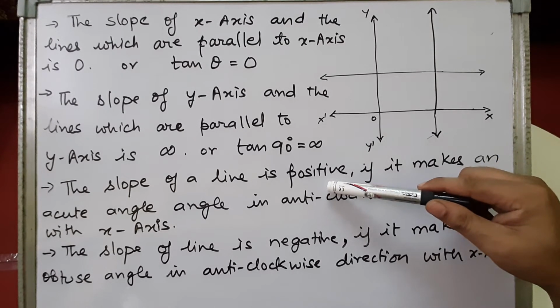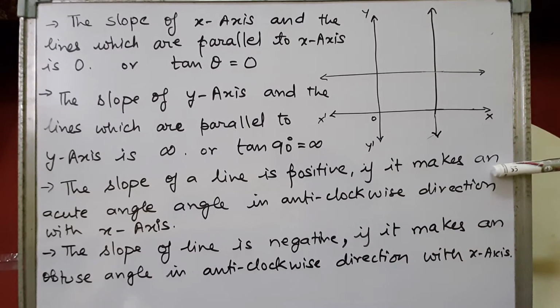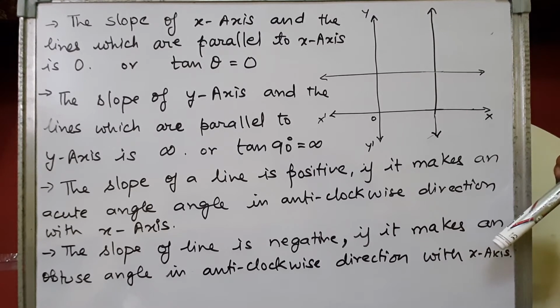Third point, the slope of lines is positive when the line is making an acute angle in the anti-clockwise direction, which we have discussed earlier. In the previous board I have explained: if the line makes an acute angle with the positive direction in anti-clockwise direction, then the slope will be positive. And if the line makes an obtuse angle in the anti-clockwise direction, then the slope will be negative. Alright children, note down please.